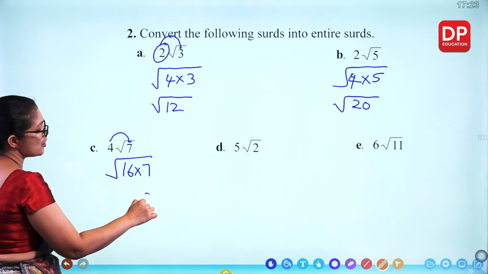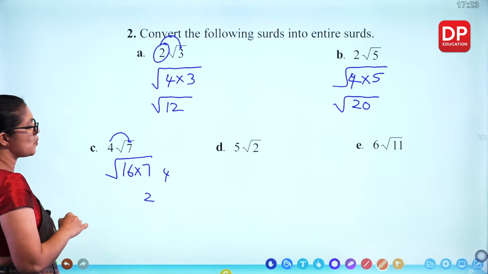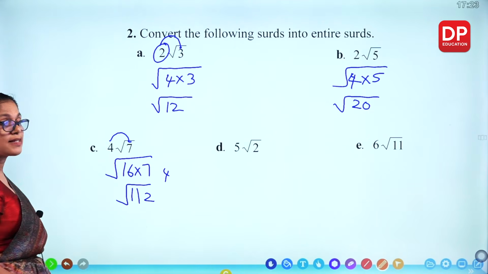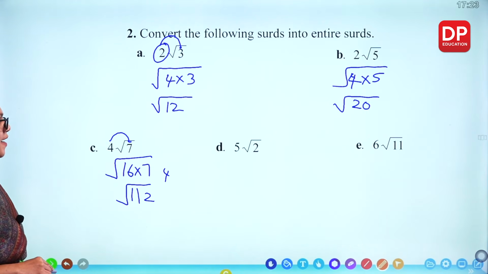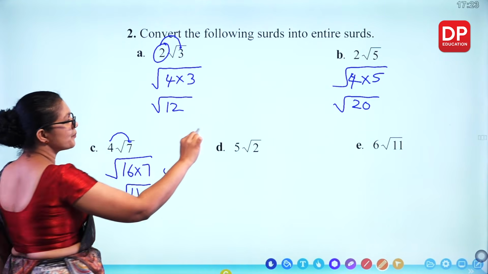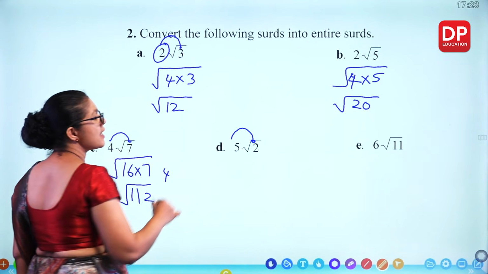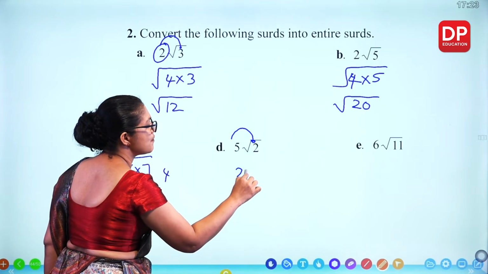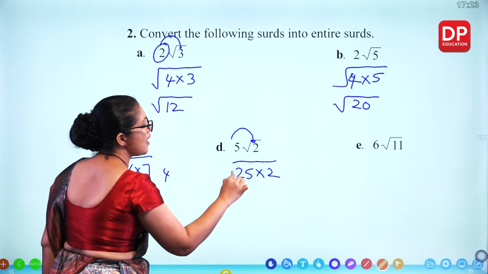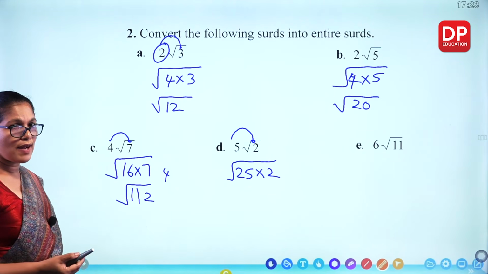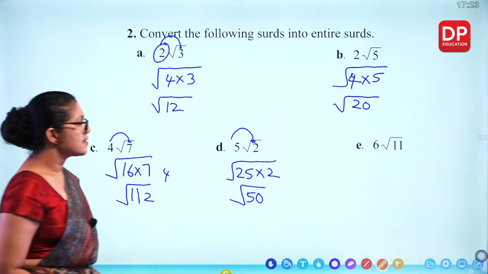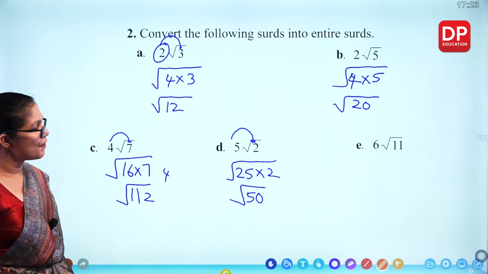7 times 6, 42. 4 remaining. 7 times 1, 7. 7 plus 4, 11. So the answer is square root of 112. What about this one? When you take 5 squared inside, you get 25. 25 times 2. What's 25 times 2? You get 50. So the answer is square root 50.